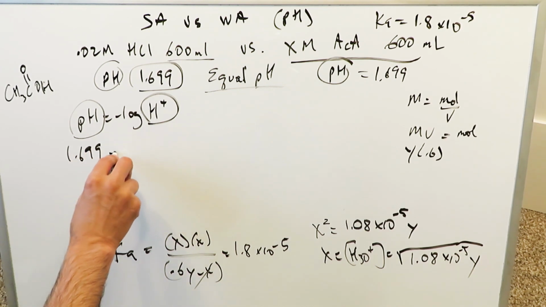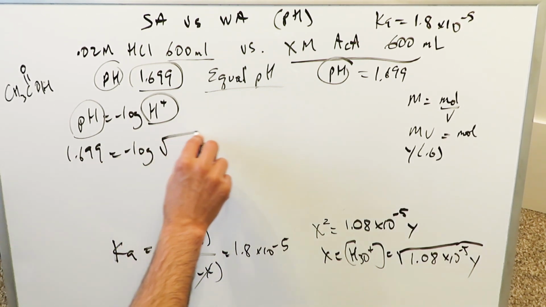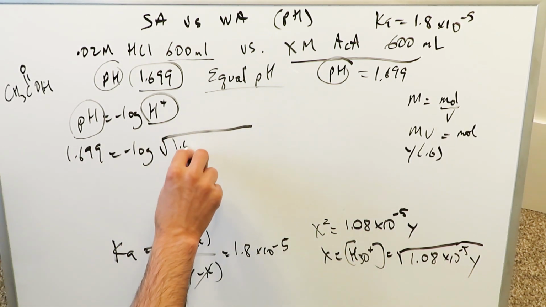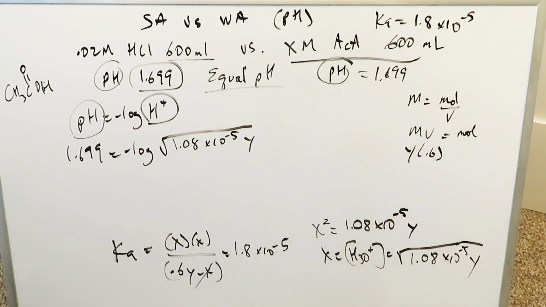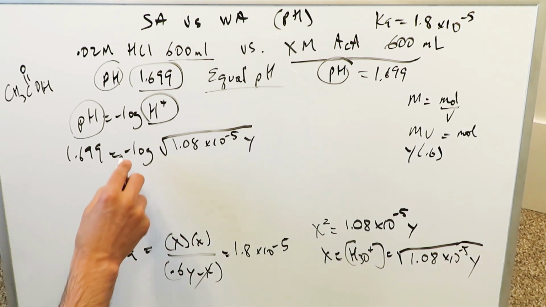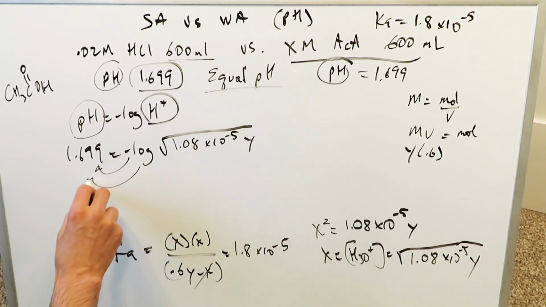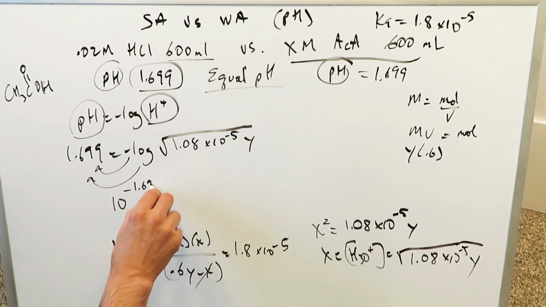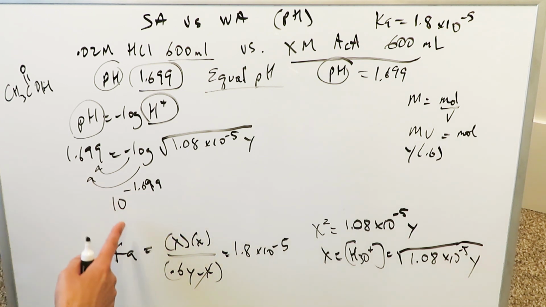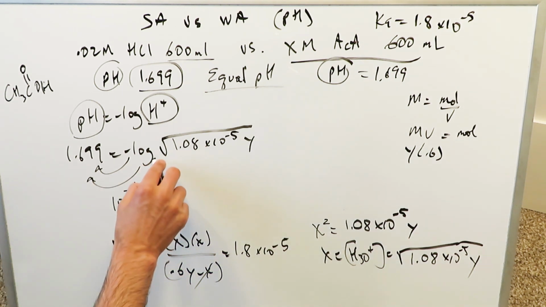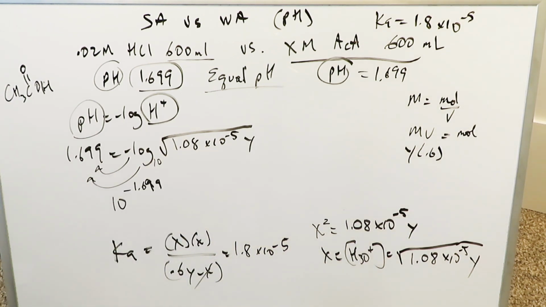It's 1.699 is equal to negative log of my hydrogen ion concentration, which is 1.08 times 10 to the minus 5y. I'm going to calculate for that y. The first thing I'm going to do is take the minus on the other side, then I'll take the log on the other side. You'll be looking at 10 to the power of minus 1.699. Remember, when you take the log on the other side, you're bringing in the exponential base 10, because the log on your calculator default is base 10. Log is always base 10.